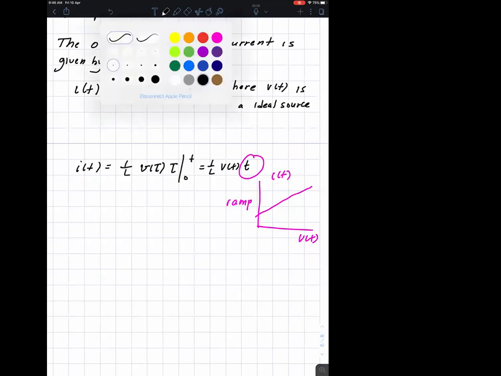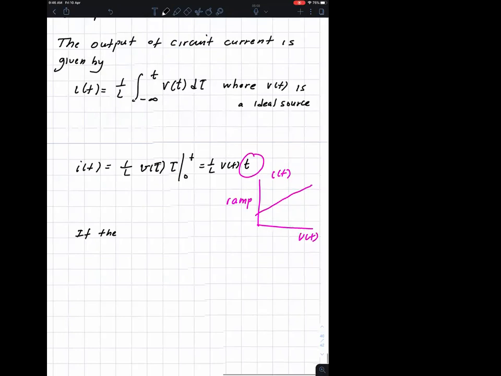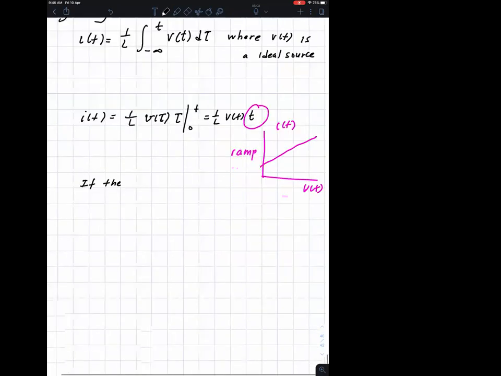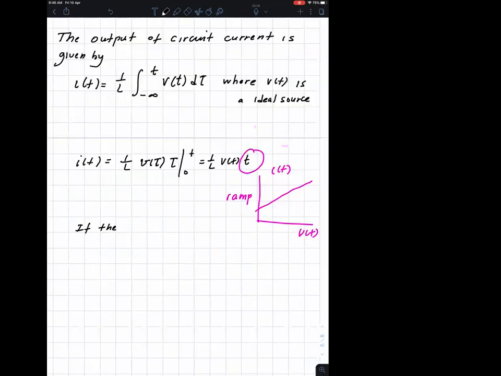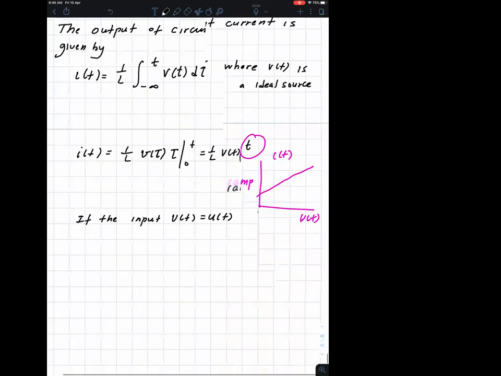Okay, forget about these examples. Maybe I'll try to bring in another example next time. This example is a little bit more involved. Now I'll just complete this. If the input v(t) is u(t), a step function, the input is bounded. Then what is going to be the output?